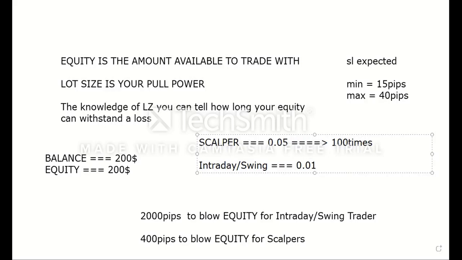And as an intraday trader, you need to lose 500 times, having a SL max of 40 pips, sticking to 0.05, which is keeping you longer in the market. That's why I said with the knowledge of a lot size, you can tell how long your equity can withstand a loss. So with the knowledge of this lot size, you can tell that you need to lose 100 times of 40 pips to actually blow a $200 account as a scalper. And as an intraday or swing trader, you will need to lose 500 times of 40 pips to blow away your $200 account.